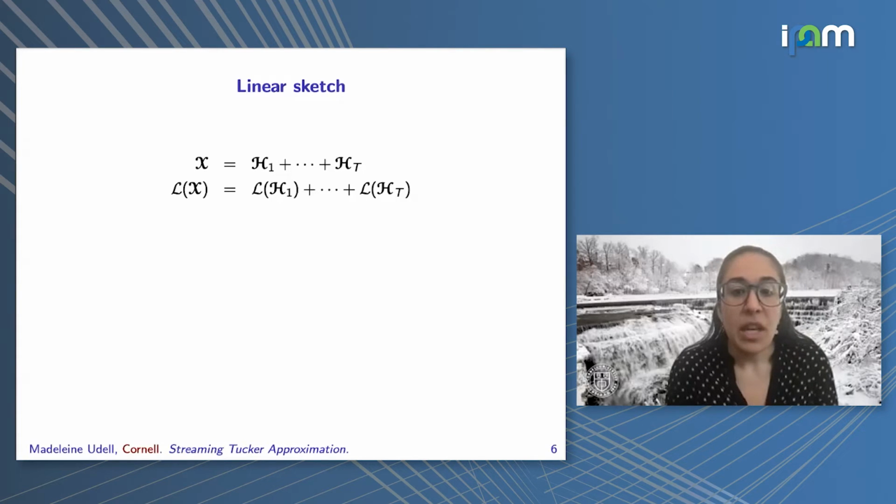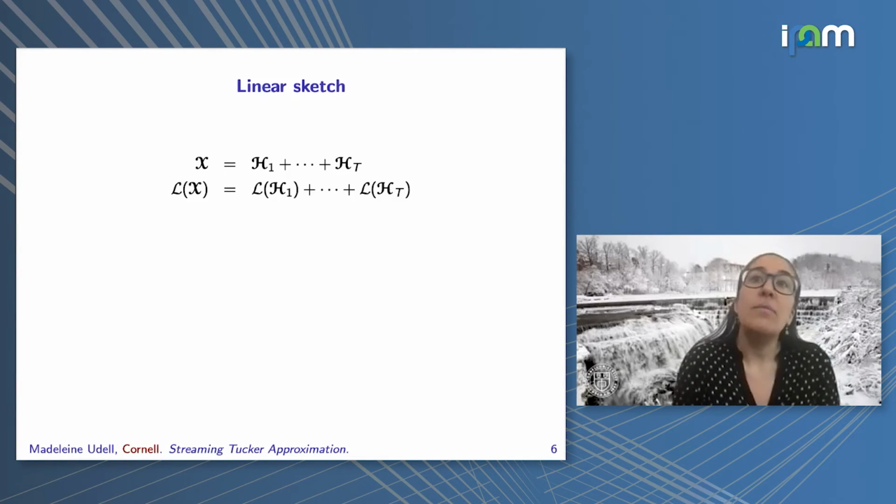Okay, so if the output of that linear sketch is something that I'm willing to store, then I can compute the linear sketch on each innovation. Then it's very easy for me to update my sketch of the whole tensor by computing my sketch of the innovation that I see at each time and adding that to the sum of the sketches of the previous innovations.